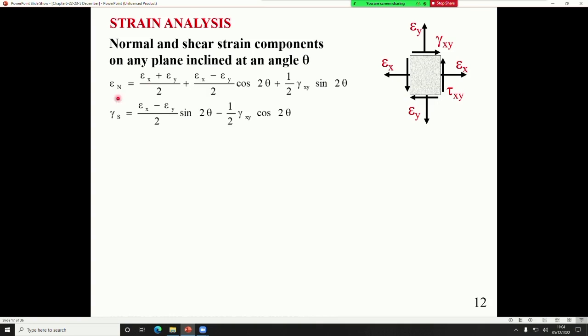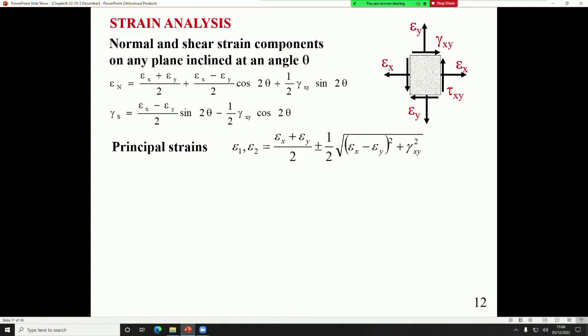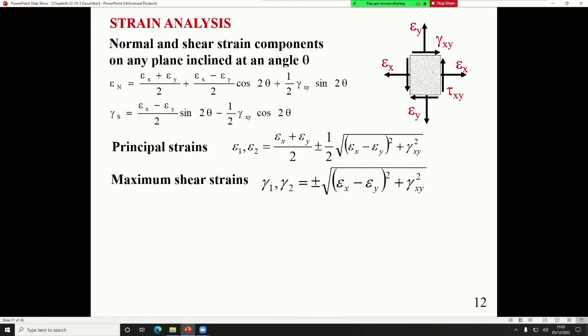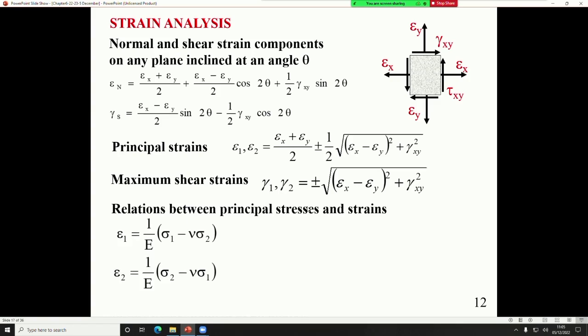This shows us the normal strain and shear strain on any plane passing through this point at the angle theta. We can find the principal strains. You can see instead of sigma 1, sigma 2, we've got epsilon 1 and epsilon 2. Obviously, the principal strains occur on the planes of the principal stresses. And we could also have maximum and minimum shear strains. So you can see everything is the same; I've just changed the symbols from stress to strain. And we can find the relations between principal stresses and strains using constitutive equations. Obviously, we only have two constitutive equations in the 1-2 coordinate system, as you have no shear strain in 1-2. Or you can write principal stresses in terms of principal strains. So this is what we consider a strain analysis.